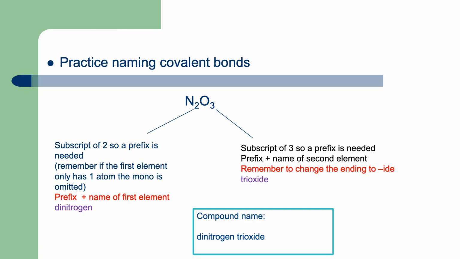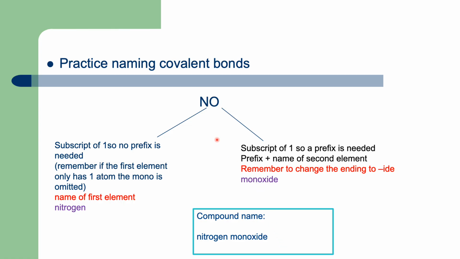Second example here consisting of nitrogen and oxygen. There are 2 atoms of nitrogen. The prefix for 2 is di. So you're going to say dinitrogen. The second one, there are 3 atoms of oxygen. You're going to change oxygen to oxide and add the prefix tri for 3, so trioxide. So N2O3, dinitrogen trioxide.